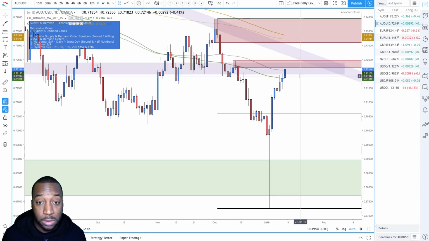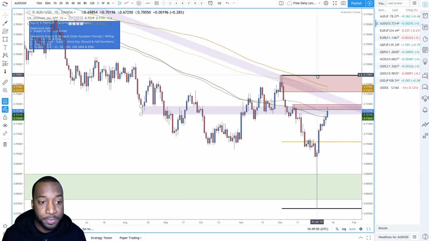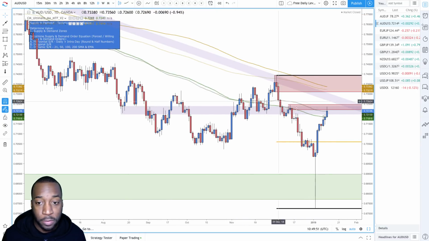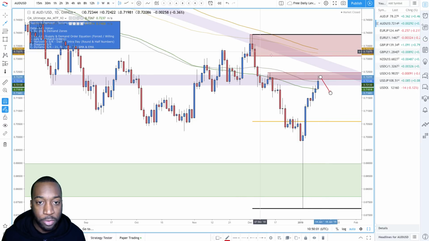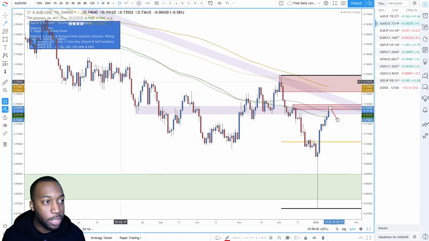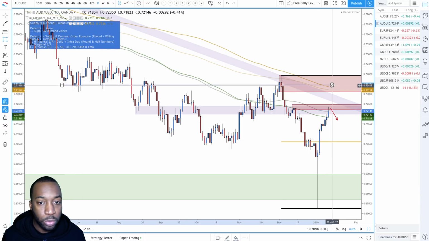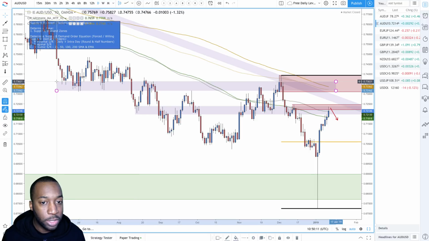First area to look to get short is probably going to be right now this week. We've come up into this area of supply, and we've got another higher area right here. We've got some support and resistance within that supply zone.